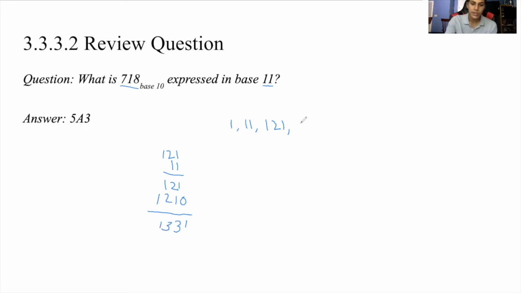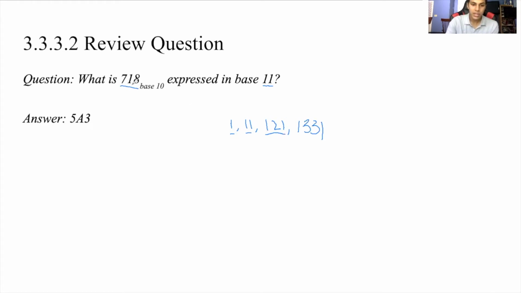Oh, 1,331, which is 11 to the power of 3. All right, so now that we have our first 4 powers of 11 listed out, we can stop here because 1,331 is greater than 718. So we know 718 is going to be divisible by only 121, 11, and 1. So now let's go ahead and figure out what values need to go in each place.